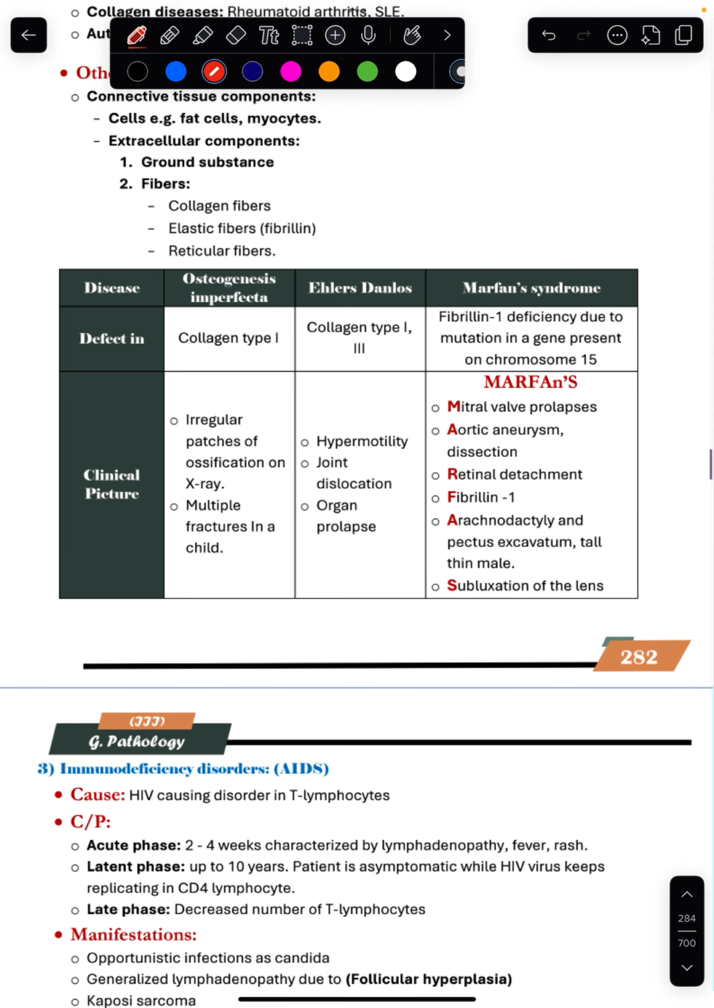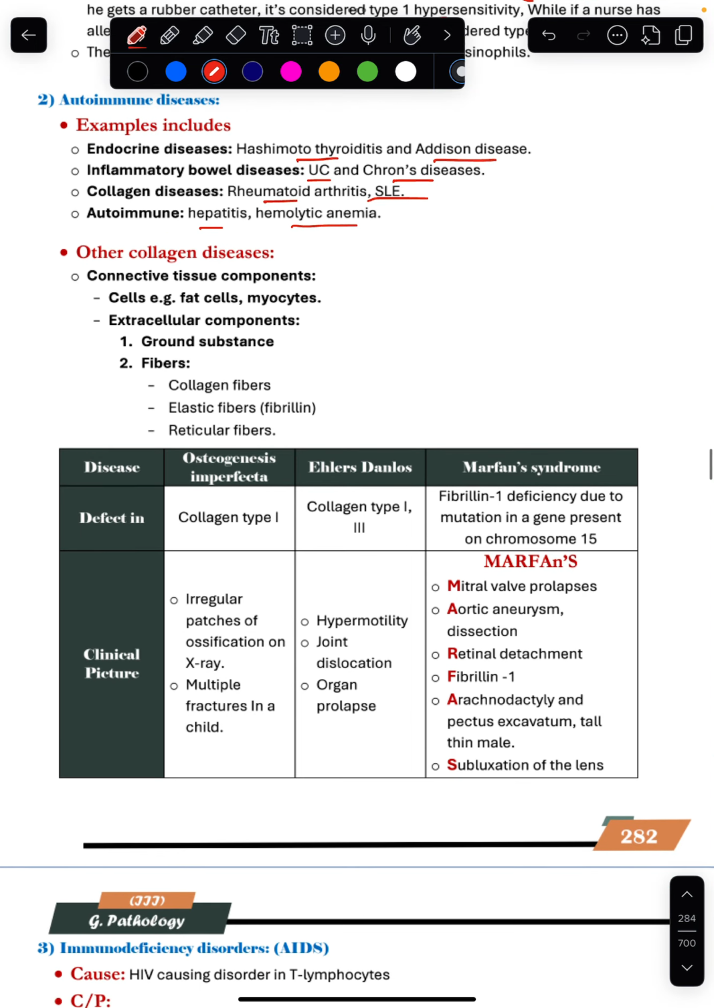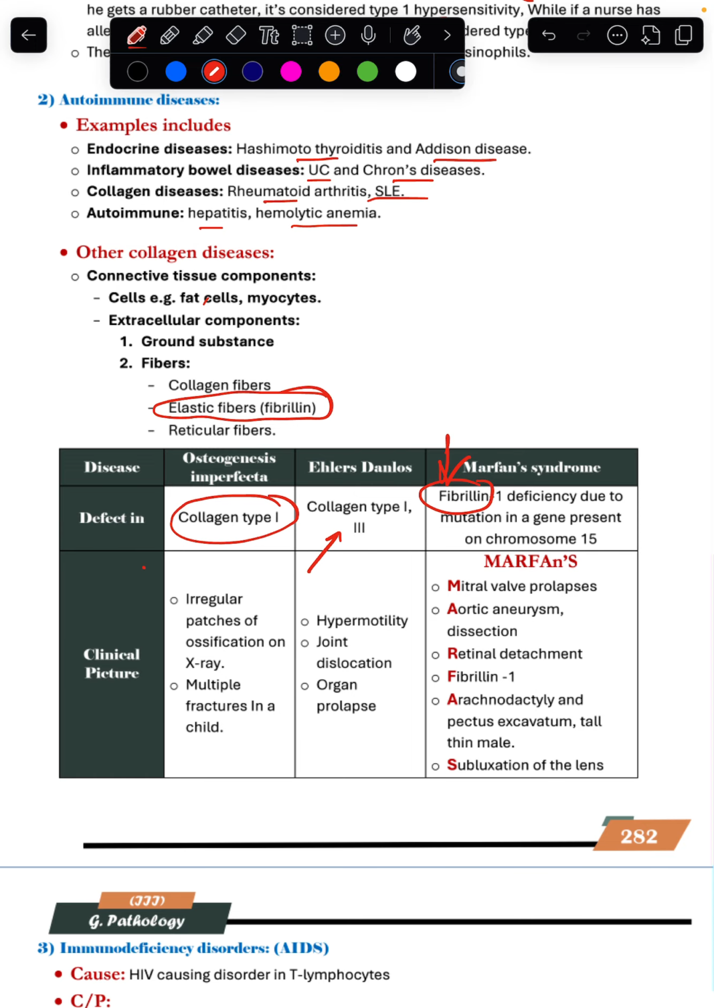Now autoimmune: Hashimoto's, Addison's disease, inflammatory bowel disease, ulcerative colitis, SLE and rheumatoid arthritis, autoimmune hepatitis, hemolytic anemia. Connective tissue disorders: fat, myocytes, extracellular growth substance, fibrin, elastin, fibrillin. So defects are in collagen types 1, 2, 3 and fibrillin. Fibrillin is a question in Marfan syndrome; Ehlers-Danlos is type 1, 3, and osteogenesis imperfecta type 1.